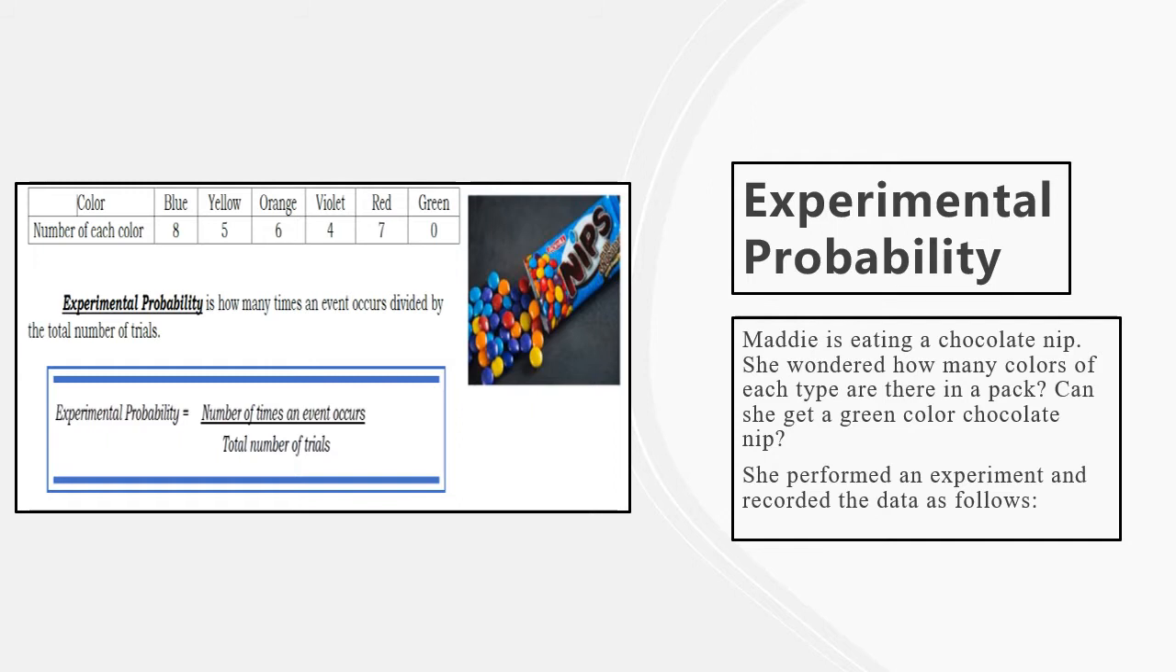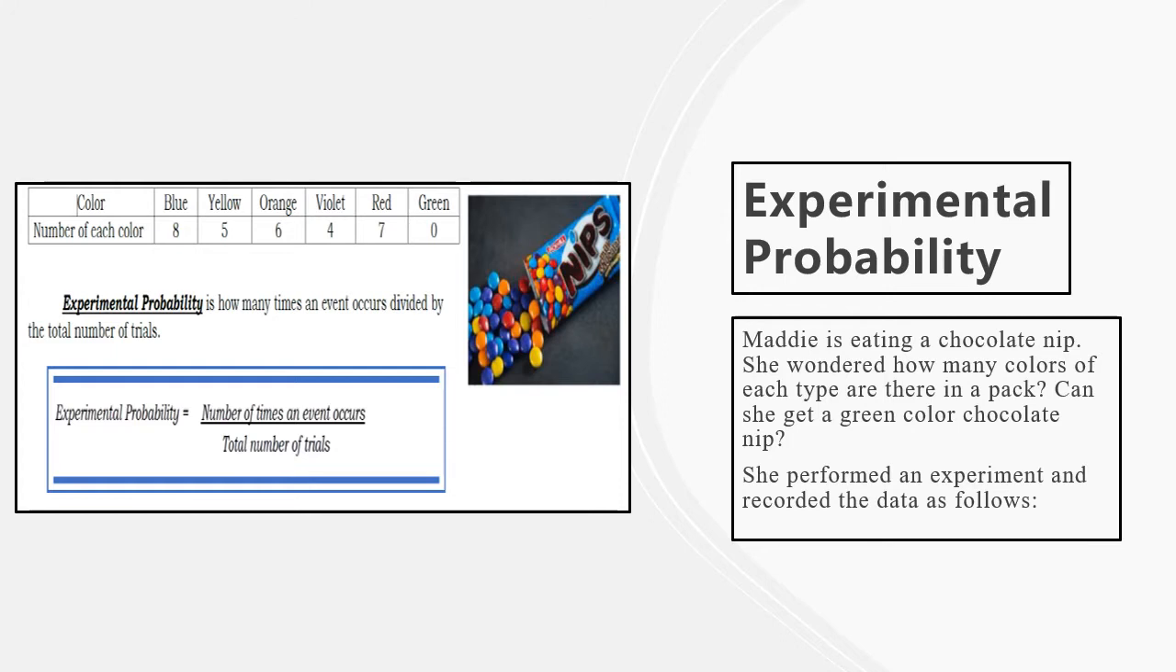So, just like here, for example, Maddie is eating a chocolate nip. She wondered how many nips of each color type are different in a pack. So, can she get a green color chocolate nip? She performed an experiment and recorded the data as follows. So, these are the data. Number of each color: blue 8, yellow 5, orange 6, violet 4, red 7, and green 0.